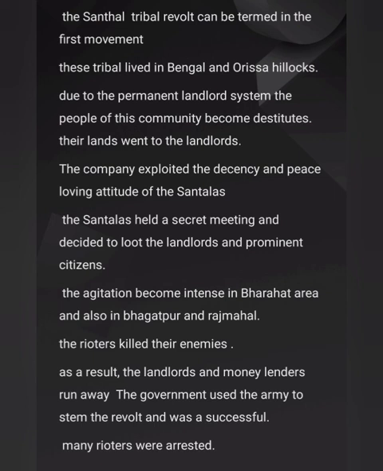The Santhals held a secret meeting and decided to loot the landlords and prominent citizens. The agitation became intense in Bhagalpur and also Rajmahal. The rebels killed their enemies. As a result, the landlords and moneylenders ran away. The government used the army to stem the revolt and was successful.